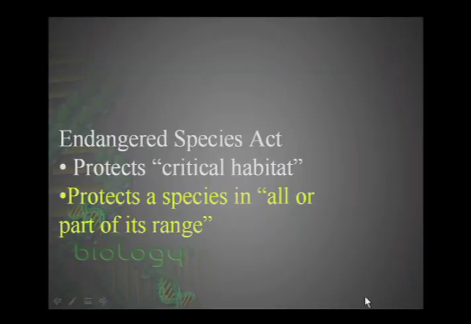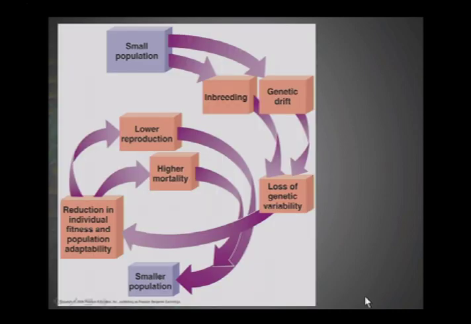Now, again, another key phrase is that it protects species in all or part of their range. And the importance of that is that it helps maintain the genetic diversity of a protected population. So one of the characteristics of a small population is that through inbreeding and genetic drift, you end up with a loss of genetic variability. And we talked a little bit about this when we talked about evolution, as a matter of fact. The downstream effect of that is eventually going to be lower reproductive rates, higher mortality, and then a crashing population. So small populations have an inherent problem in that they invariably become less genetically diverse and then generally don't breed well.